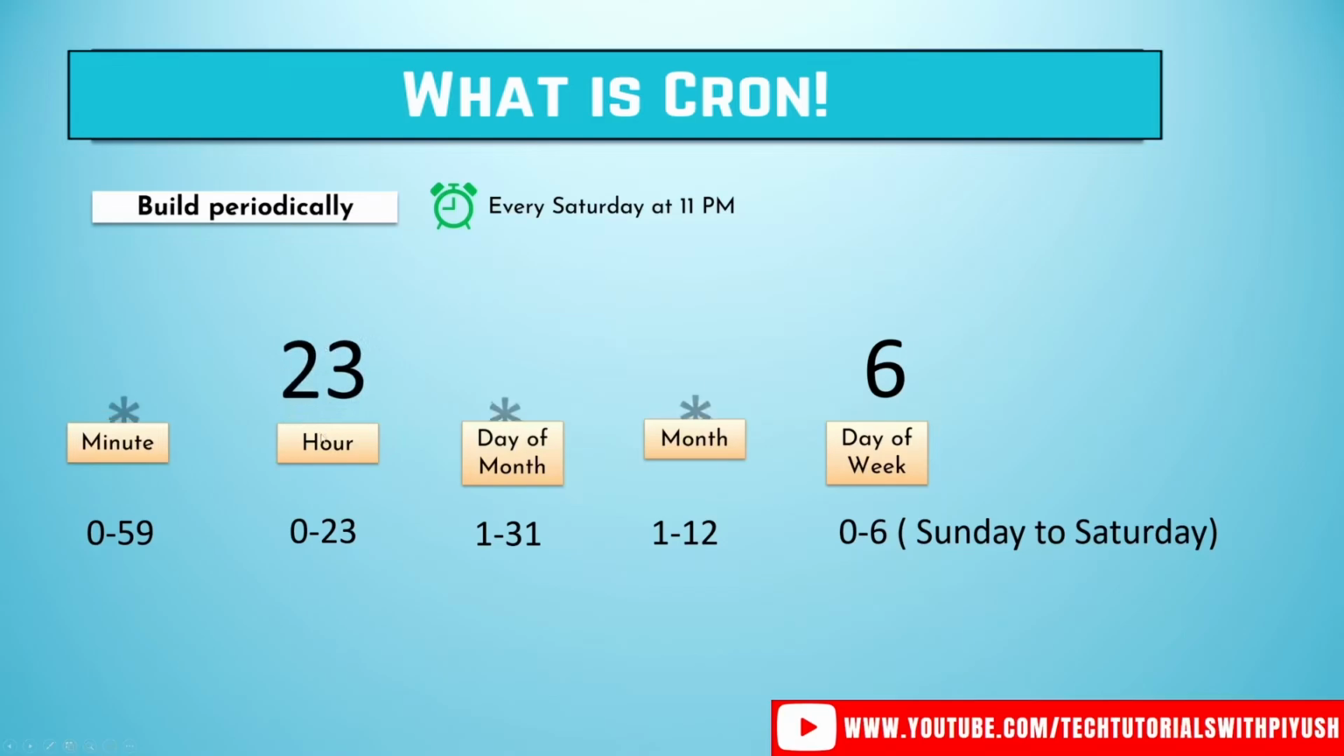Right? And for the rest of the places, we'll use asterisk. So now this build will run every Saturday at 11 p.m., at 2300 hours. Let's see one more example. If we want to trigger the build every Saturday at 11:45 p.m.